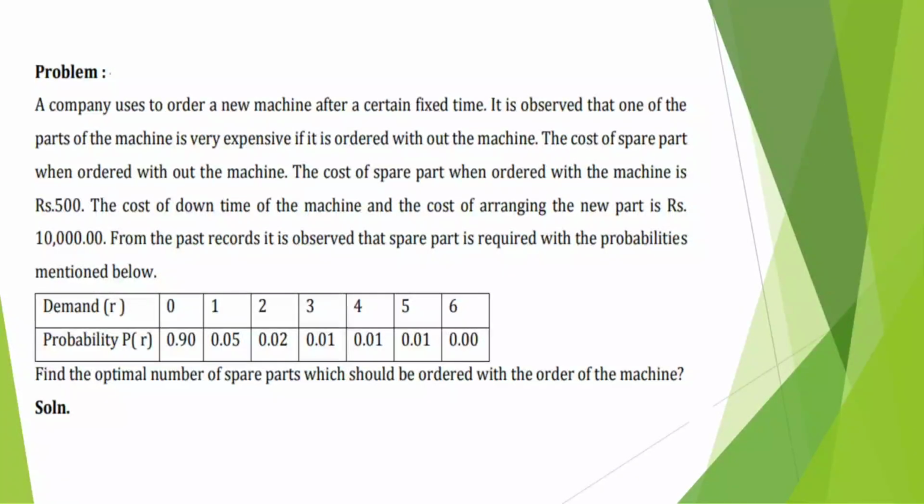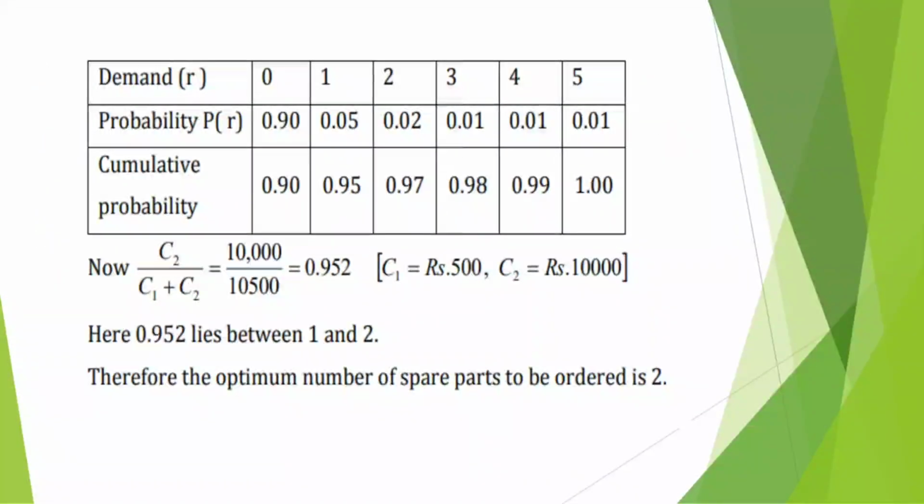From the past record, the probability values are also given. We have to find the optimum period of replacement of the spare parts. So here demand as well as the probability values are given. So from this demand, the cumulative probability has been calculated as 0.90, 0.95, 0.97, 0.98, 0.99 and 1. Now let us find C2 by (C1 plus C2). The value has been found as 0.952. So from this we can say that the optimum number of spare parts to be ordered is 2.